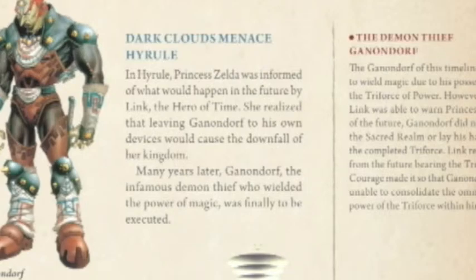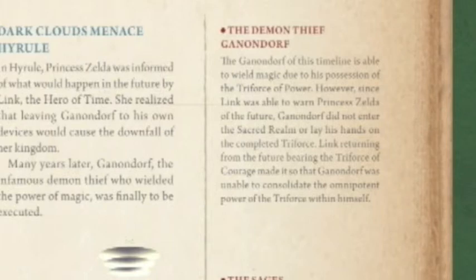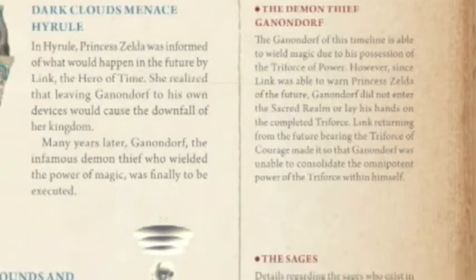Many years later, Ganondorf, the infamous demon thief who wielded the power of magic, was finally to be executed. Demon Thief Ganondorf. The Ganondorf of this timeline is able to wield magic due to his possession of the Triforce of Power. However, since Link was able to warn Princess Zelda of the future, Ganondorf did not enter the Sacred Realm or lay his hands on the completed Triforce. Link, returning from the future bearing the Triforce of Courage, made it so that Ganondorf was unable to consolidate the omnipotent power of the Triforce within himself.